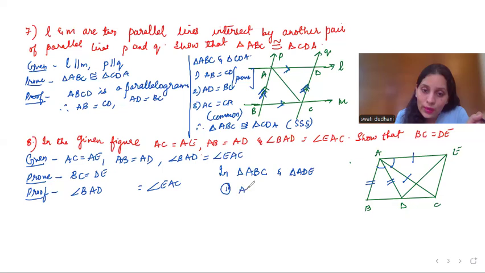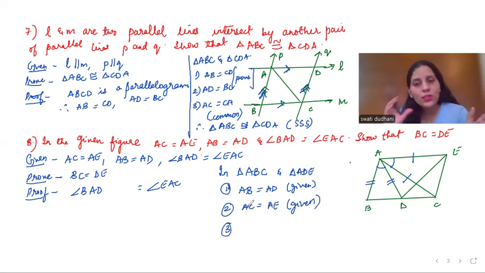First, we know AB is equal to AD. This is given. We also know AC is equal to AE. This is also given. Now, the third one: mostly two parts will always be given, and the third one you just need to find out. Now, for the third one, we are given angle BAD, but BAD is not in our triangle. Our triangle has angle BAC. So this part is missing.